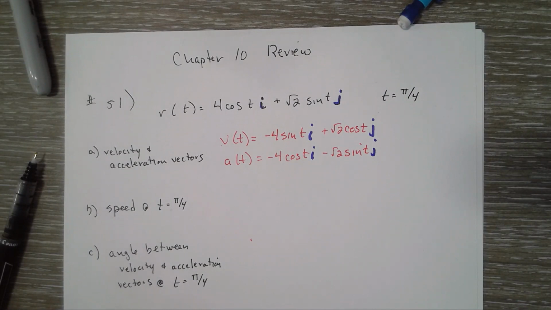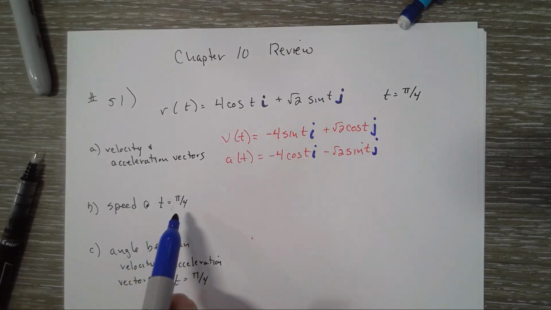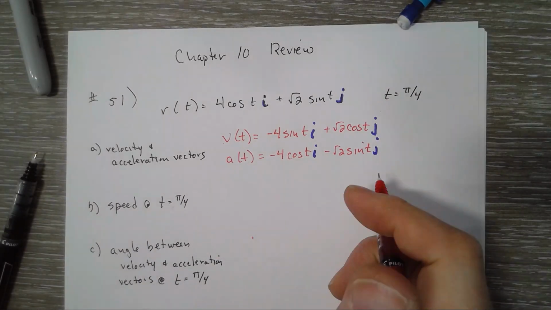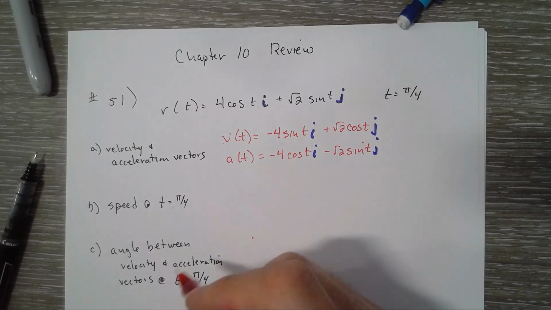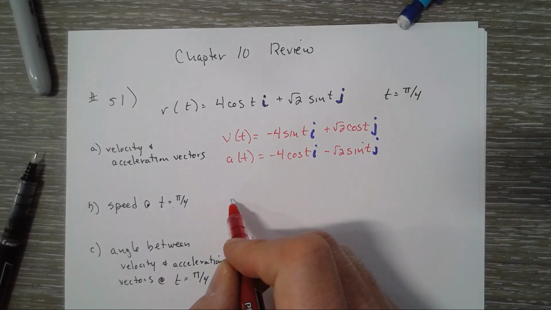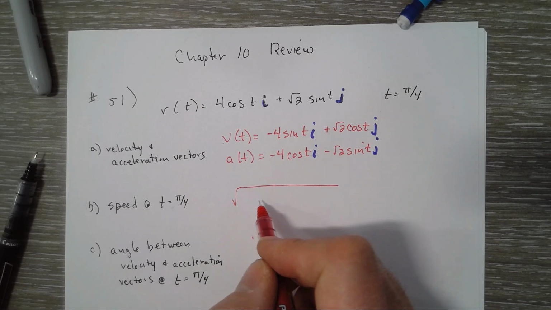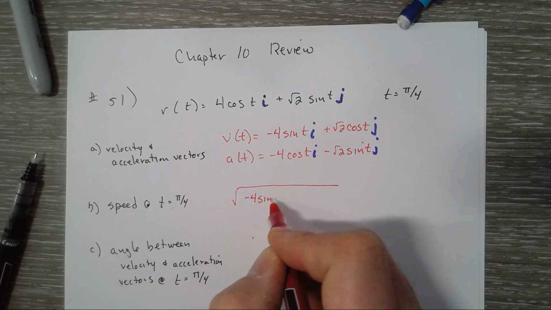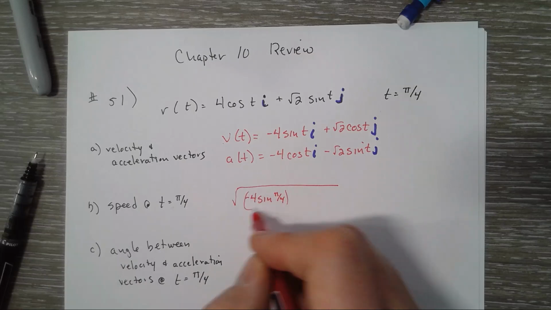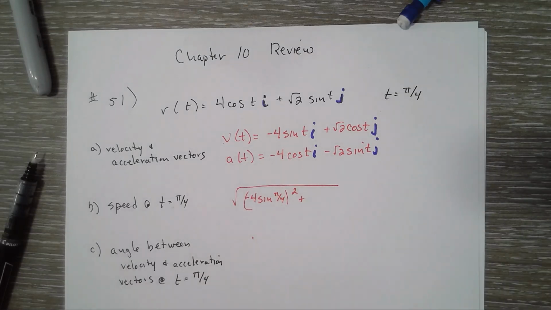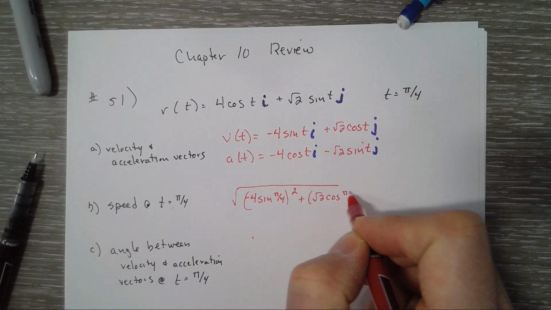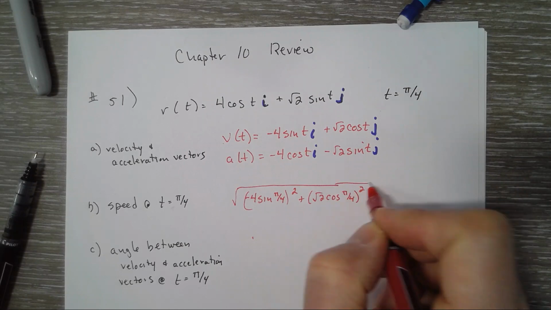Alright, the speed at t equals pi over 4. So speed is the absolute value of velocity, or the square root of the velocity components squared. So negative 4 sine of pi over 4 squared, plus square root of 2 cosine of pi over 4 squared, and that'll give us our speed.